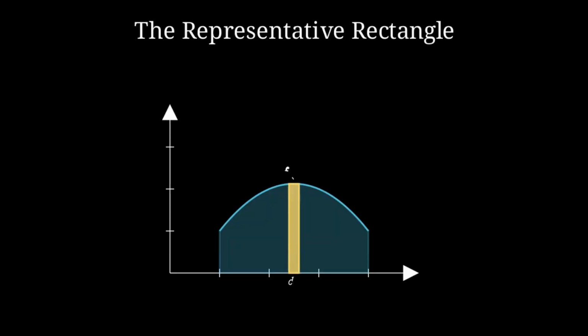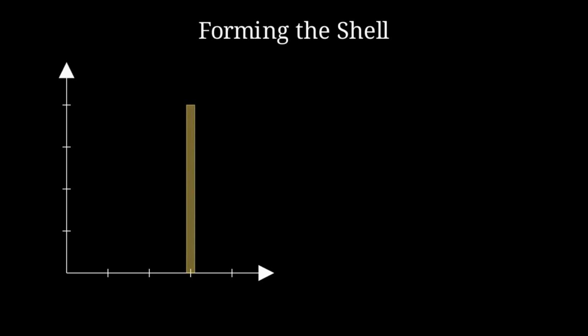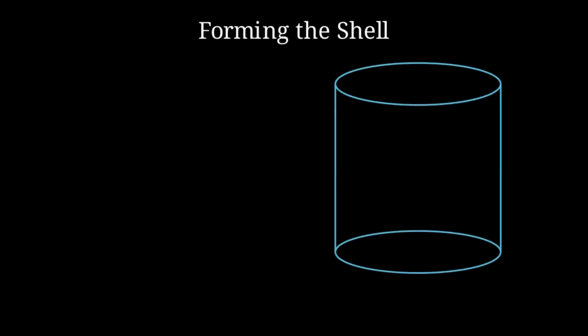To understand the shell method, we look at a single vertical representative rectangle. This rectangle has a width of dx and a height determined by the function value f of x. We will rotate this single rectangle around the y-axis. As the rectangle rotates, it forms a thin cylindrical shell.